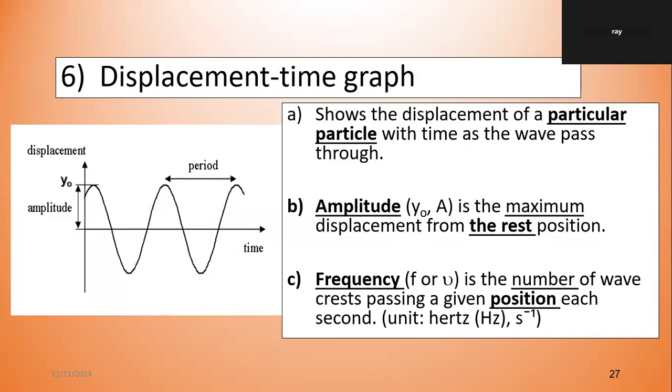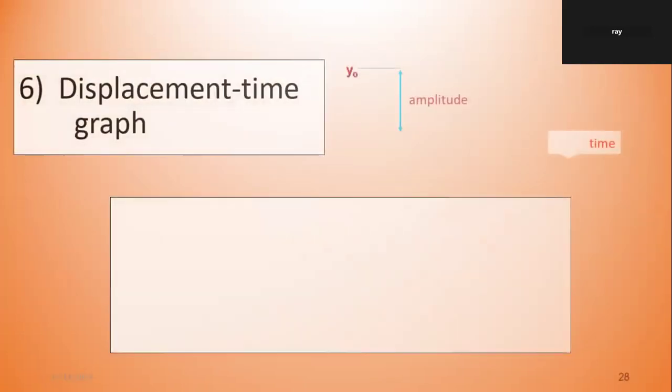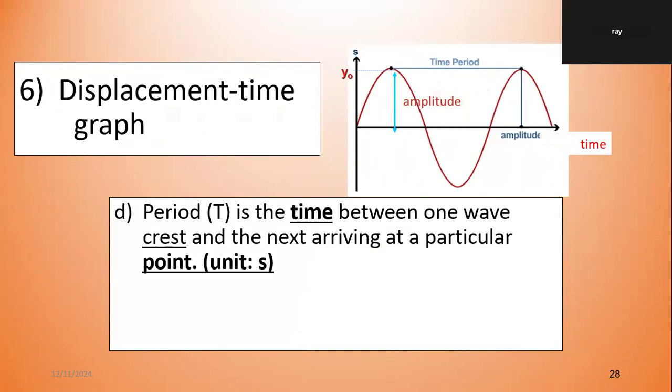Frequency is the number of wave crests passing a given position each second. So we count the number of crests passing a particular position in unit time. Unit is hertz or per second. Period is the time between one wave crest and the next arriving at a particular point. Unit is second. This is the displacement time graph, and period equals 1 over frequency.